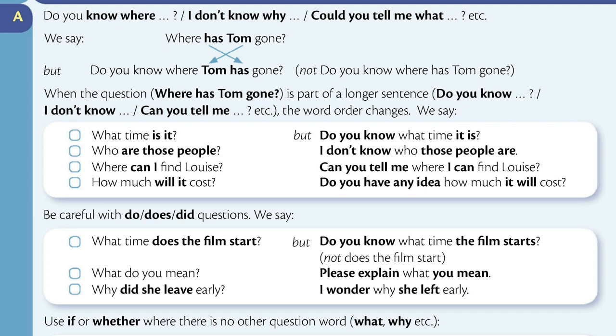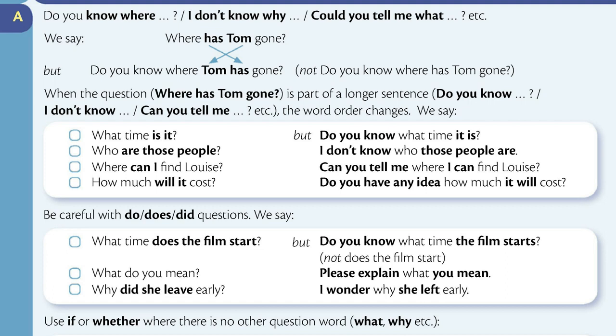When the question, where has Tom gone, is part of a longer sentence, do you know, or I don't know, or can you tell me, etc., the word order changes. We say, what time is it? But Do you know what time it is? Who are those people? But I don't know who those people are. Where can I find Louise? But Can you tell me where I can find Louise?